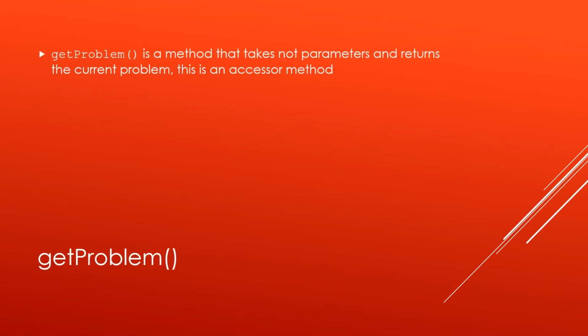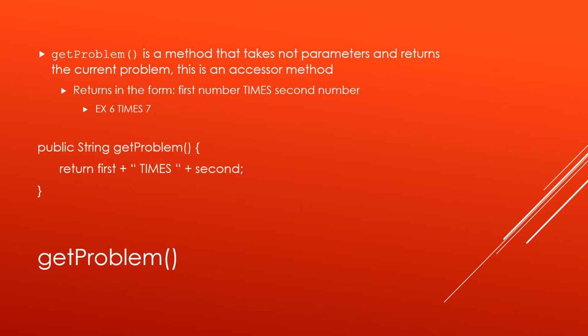So getProblem is a method that takes no parameters and returns the current problem, and it is also called an accessor method. It returns in the form of the first number times the second number. An example is 6 TIMES 7, and you would write like that. You would return first plus " TIMES " in quotes, because it's a string, plus second.